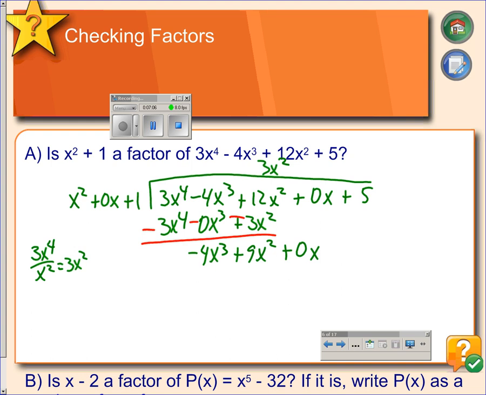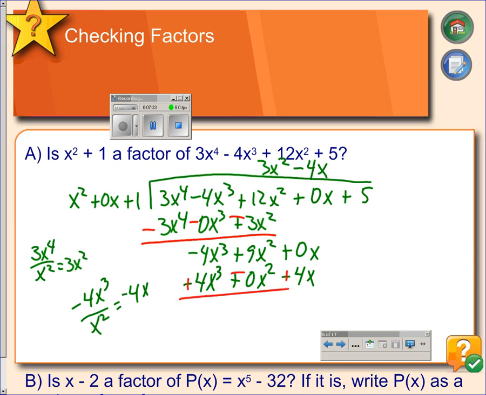And now I see how many times x squared goes into negative 4x cubed. So that's going to be negative 4x times. So I put negative 4x up top and multiply it by the divisor. So it gives me negative 4x cubed. Multiplying by 0 gives me 0 again. Negative 4x times 1 is negative 4x. And now I'm subtracting. The x cubed terms cancel. I get 9x squared plus 4x.